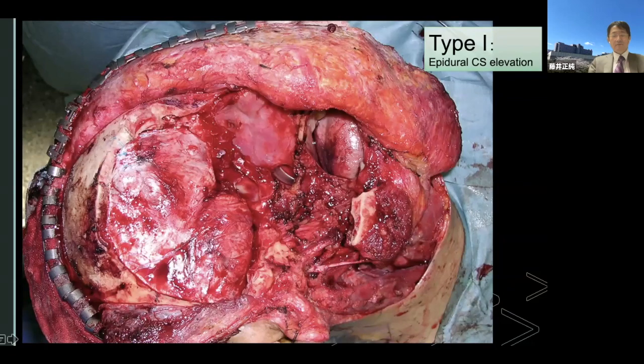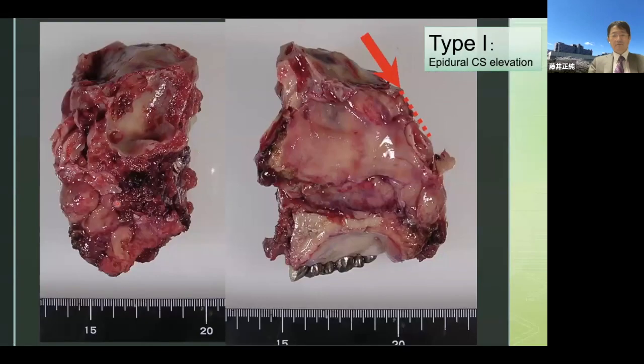And this is the specimen we removed. And here, this photo is from the medial aspect of the specimen. And this is the nasal cavity with mucosa. And here, this is the skull base. Skull base bone is exposed. And we removed this. And this is the maxilla and teeth. So this is the en bloc removed specimen.